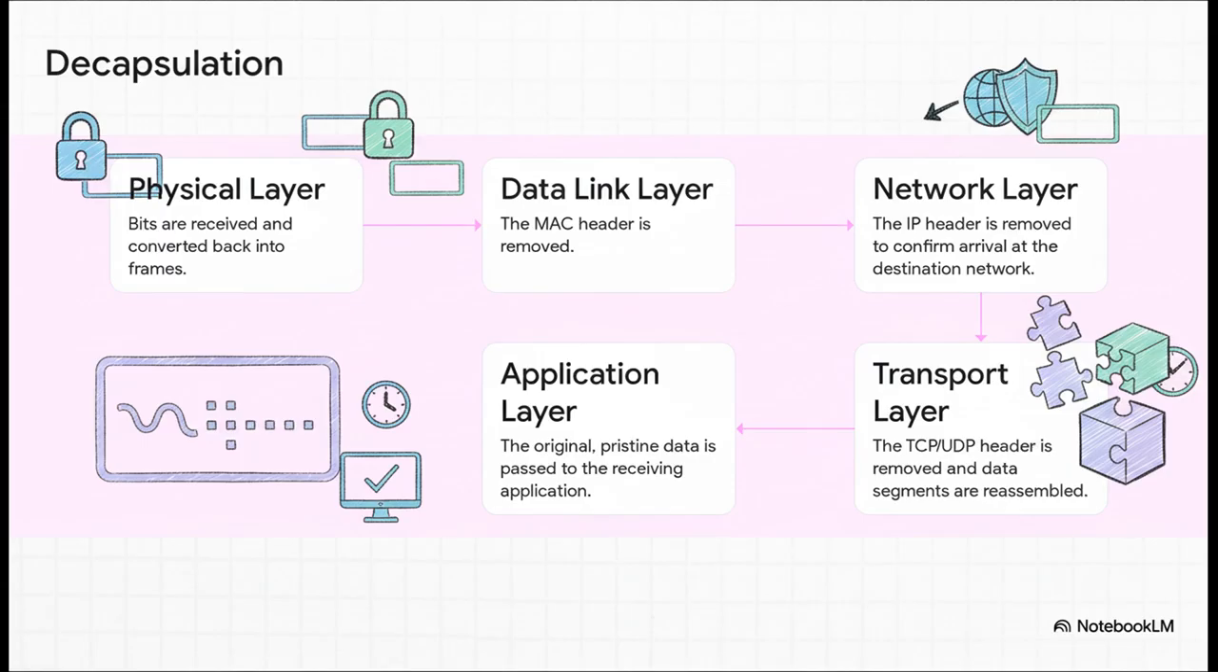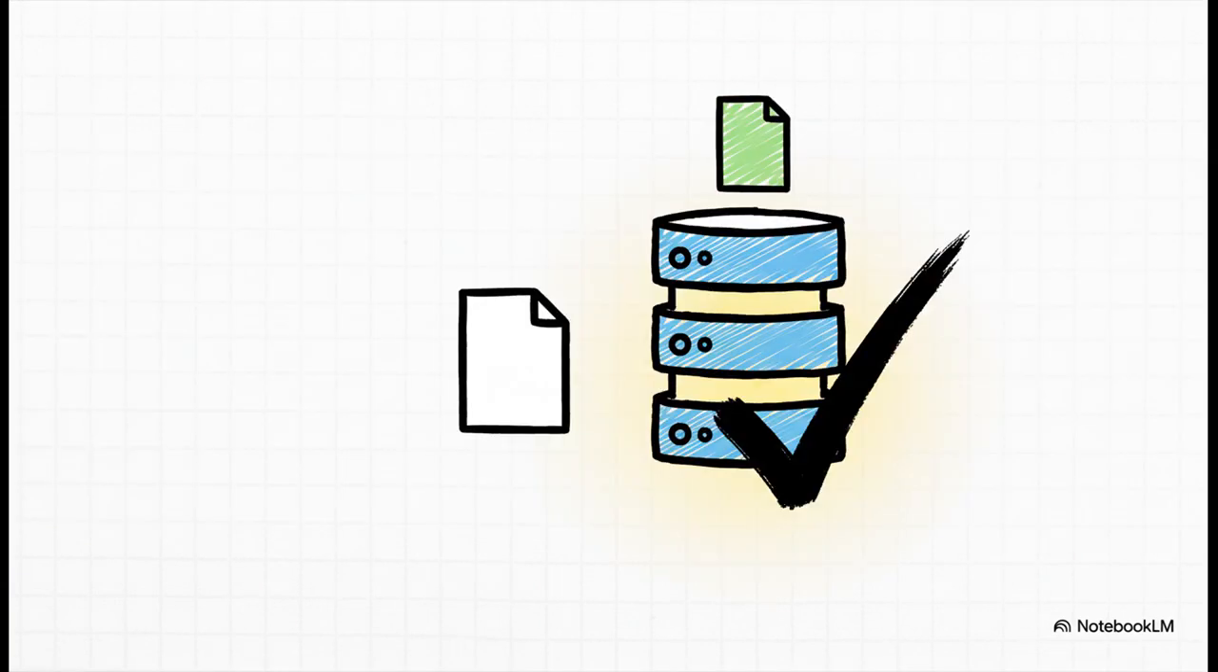The data link layer gets rid of the local address. Then the network layer removes the global IP address. The transport layer takes off its header, until finally the original, pristine data is revealed, ready for the server's application. And there it is. The server gets your original HTTP request exactly as you sent it. The message has been delivered. It's a success. And of course, now the server is going to send a response, and this entire incredible process kicks off all over again, but in the opposite direction.